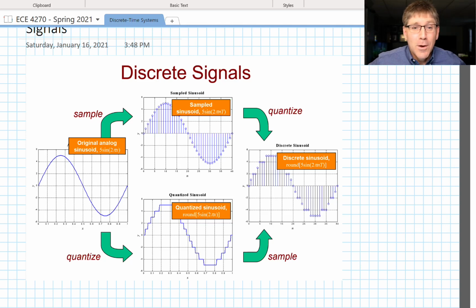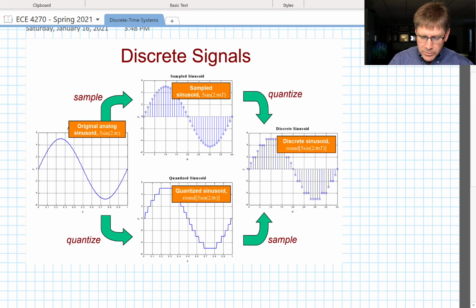Hello. We're going to start by talking about discrete time systems in general. We'll talk about signals, and then we'll morph into talking more about linear time invariant systems, convolution, and some basic filtering operations.